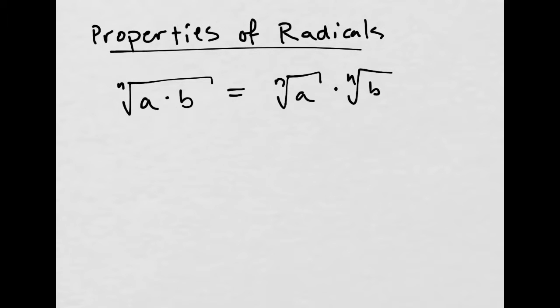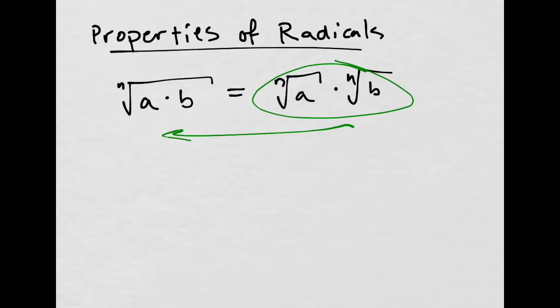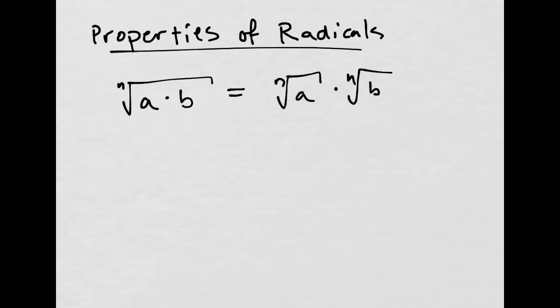Just like the other rules, we can also go in either direction. So if we had two radicals that are separate but they have the same index, then we can write them underneath one radical, or we can split up, whichever one is more convenient, and it helps us simplify the problem.